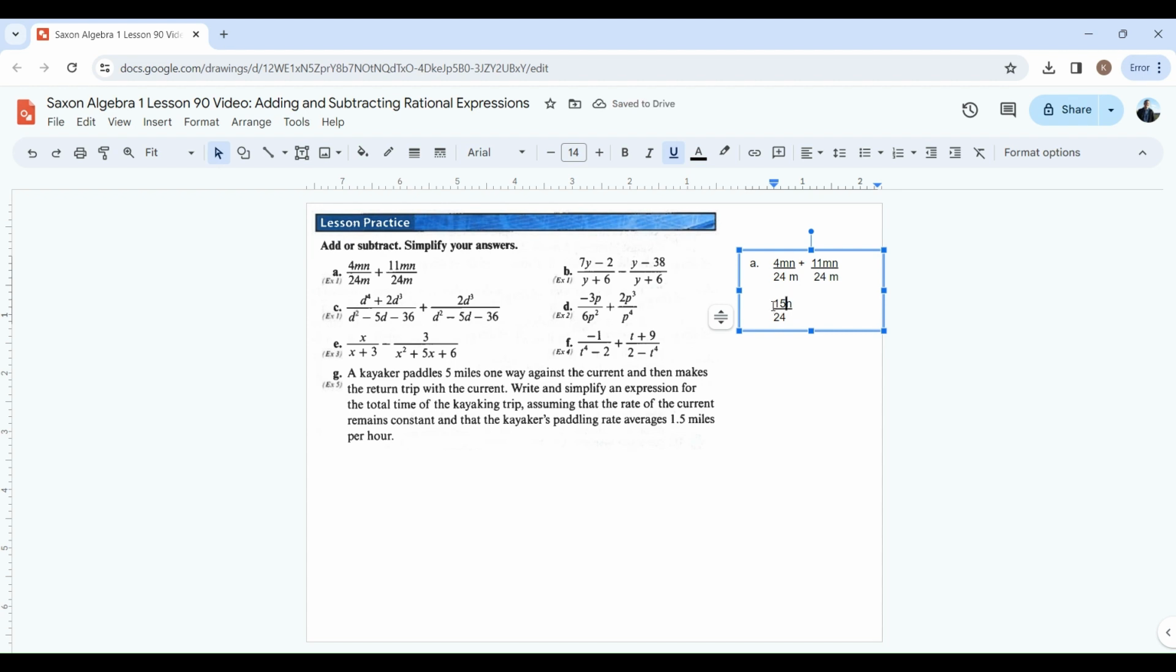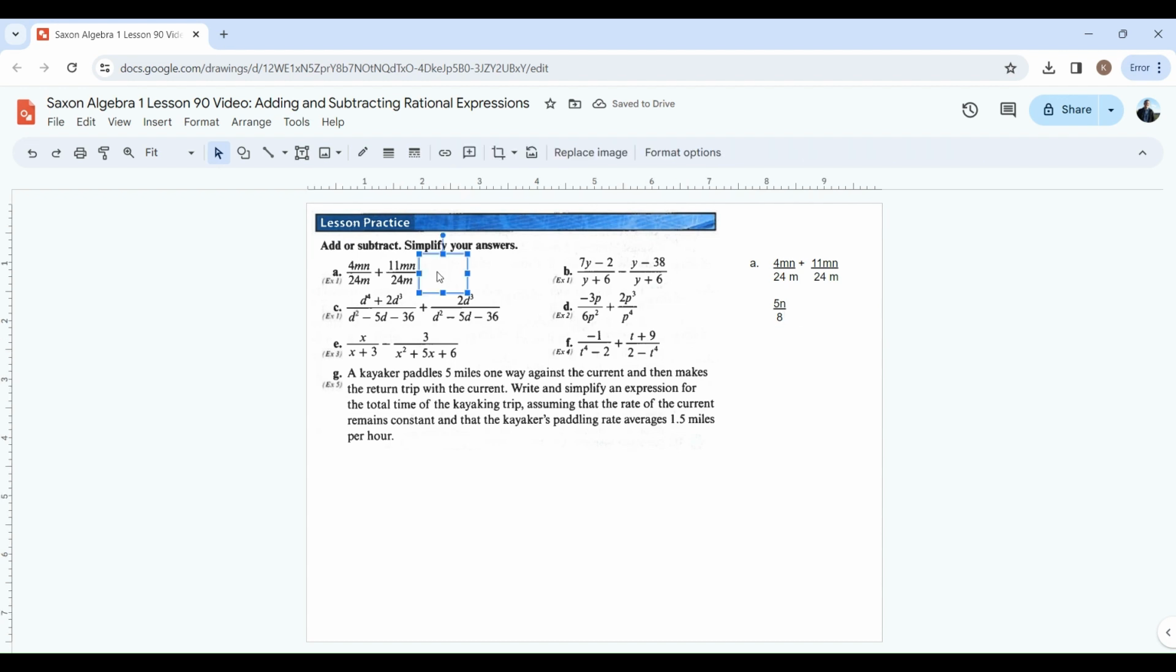Also, 15 is 3 times 5. 24 is 3 times 8. That 3 is in common between the numerator and the denominator. So I'm going to reduce this by a factor of 3, reduce this by a factor of 3, and then I am finished. I cannot adjust this any further. 5n over 8 is the answer for the first one. Let's just double check. There we go.